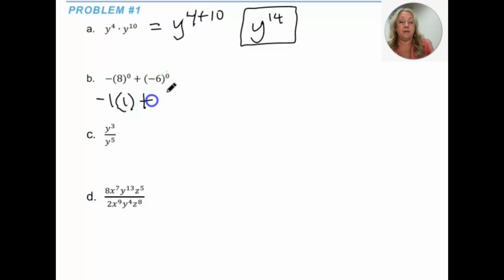Plus, now let's look at the other one. On this one, our negative is on the inside, not the outside like it was here. So -6 all raised to the 0 power is going to be 1. So now let's look at this and simplify this more. -1 times 1 is -1. And then plus 1 is 0. So we end up with 0 for our answer there.